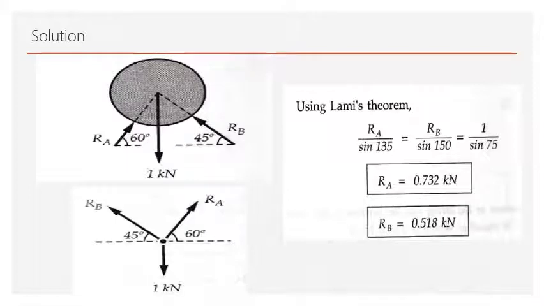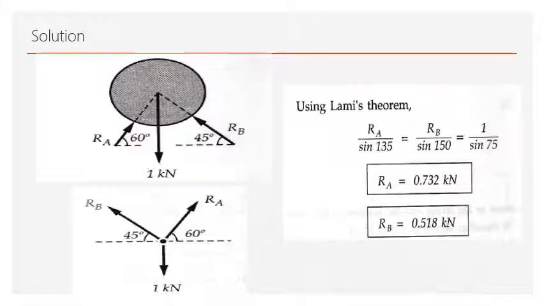So the line diagram: if you are applying Lami's theorem, it is better to draw the line diagram. Observe the difference. Here all the forces are shown as outward forces. If you have to apply Lami's theorem, either the forces should all be outward or all inward. Here two forces are inward, and the 1 kilonewton force is outward. So show the forces as outward: RB acting towards left upward, RA acting towards right upward, 1 kilonewton vertically downward. So find out the angle between them.